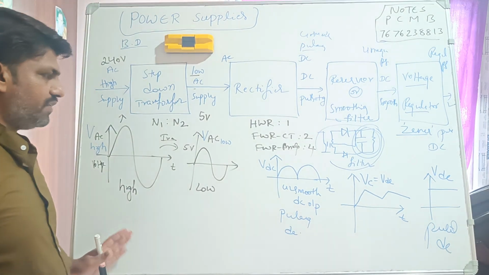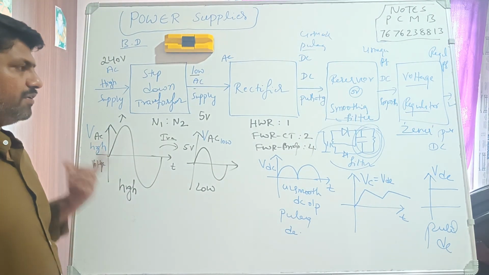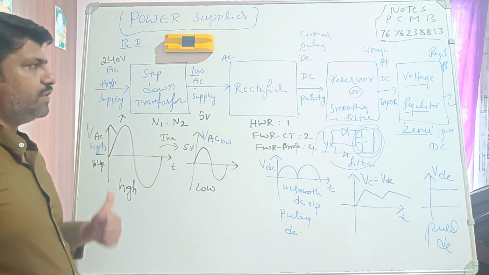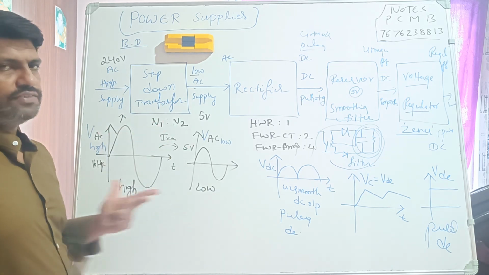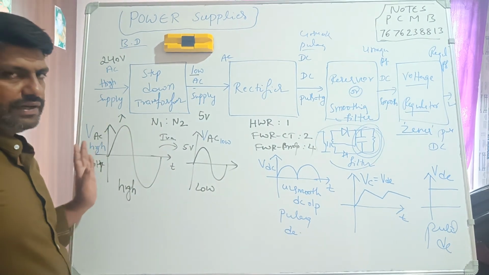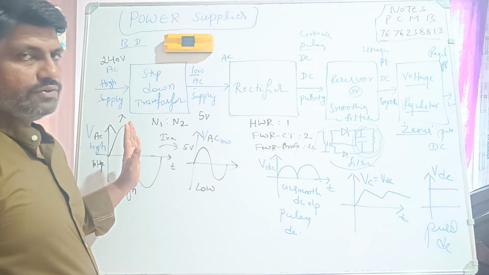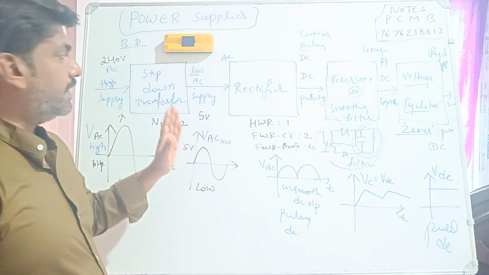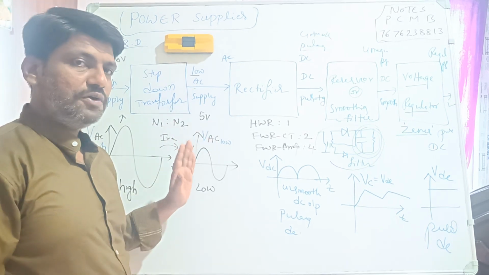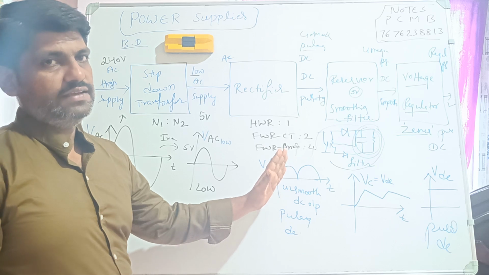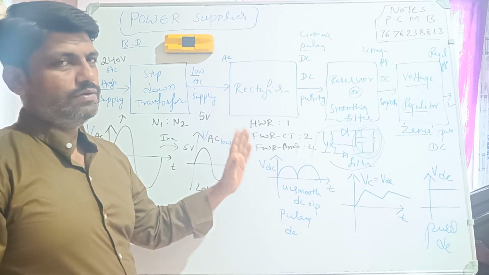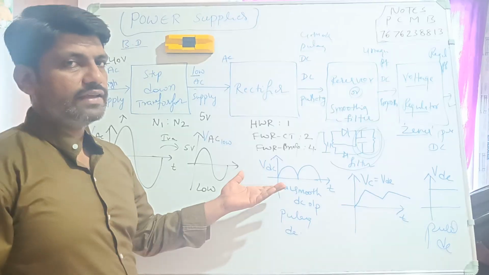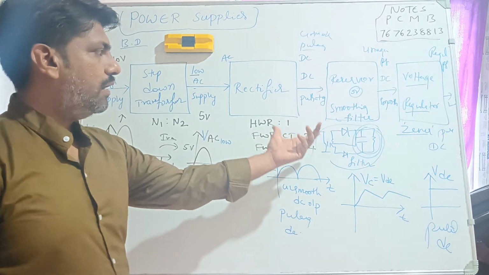You can observe from the starting now. The power supply block diagram consists of transformer, rectifier, filter and voltage regulator. The transformer's job is converting high AC to low AC. Then the job of the rectifier is to convert low AC to pulsating DC, right? With the help of half wave, full wave or bridge rectifier. Efficiency is more in the case of full wave, so we should use the full wave.